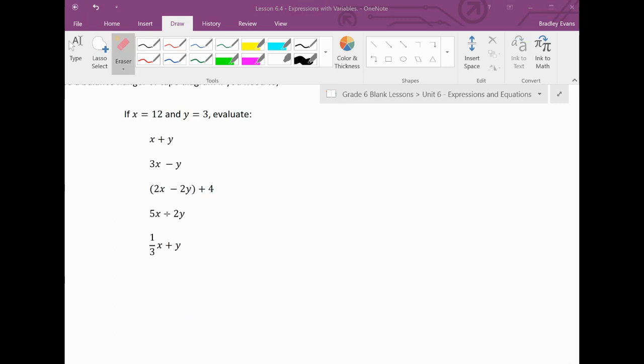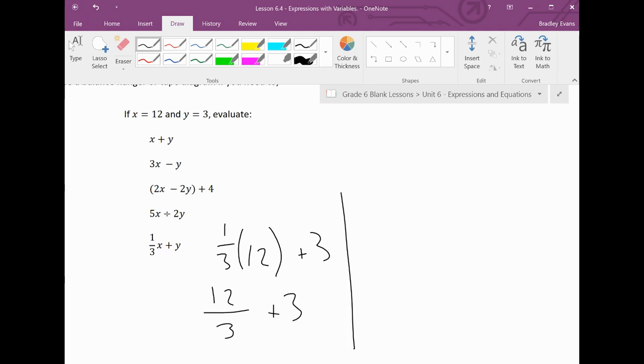Okay, and our last little tricky one here. Let's go through and solve it the same way. x is 12, so we have 1/3 times x. Now 1/3 is our coefficient, right? It's right next to our variable, so it's going to tell us what to multiply that x by. So we have 1/3 times 12 plus 3. Okay, 1/3 times 12, well, that's going to be the same as 12 divided by 3, plus 3. 12 divided by 3 is 4, plus 3. That's going to equal 7.